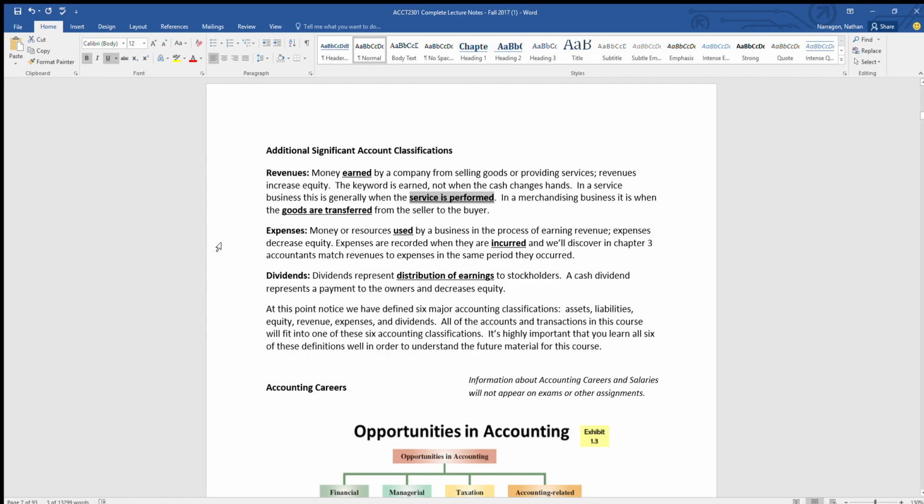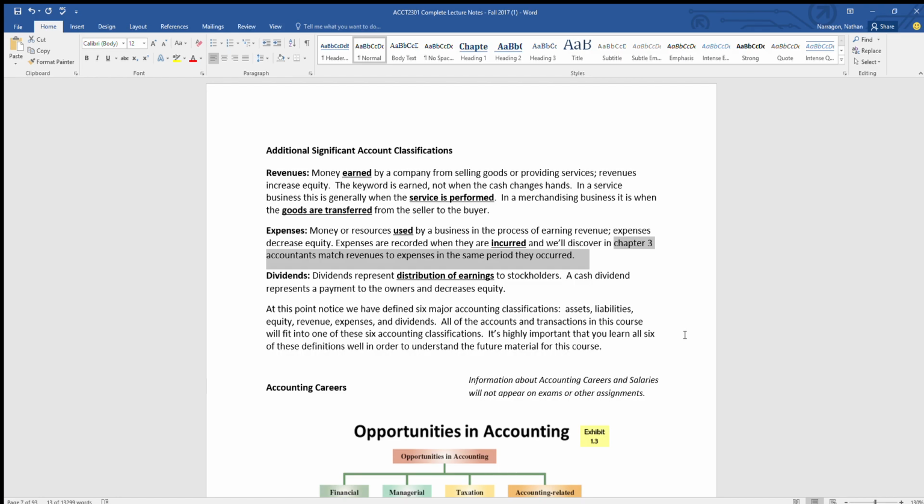Next, expenses. These are money or resources used by a business to proceed in earning revenue. Again, we are recording when the expense is incurred. Most of this will be discovered in Chapter 3, which is a big chapter. It's going to be a fun chapter. Yay. But we will get into Chapter 3 in a few weeks. Chapter 3 is going to have a lot of the journal entries that we're going to know and love.